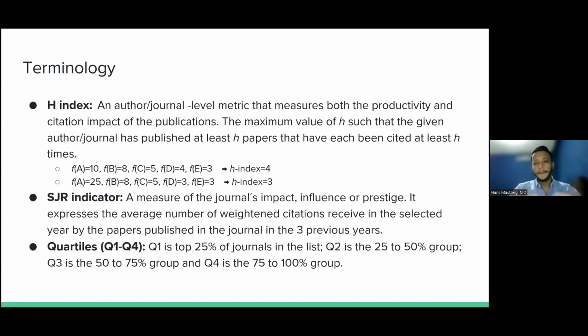I know that most of us have come across these terms in our research path. However, most of the time we don't have a clear idea of them. So a lot of us have heard about the H-index. The H-index is basically an author or journal level metric that measures both productivity and citation impact of publications. Its exact definition is kind of boring and not easily digestible. It's the maximum value of H, such that the given author or journal has published at least H papers that have each been cited at least H times.